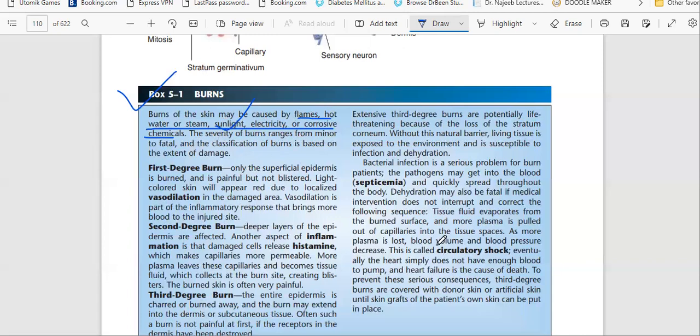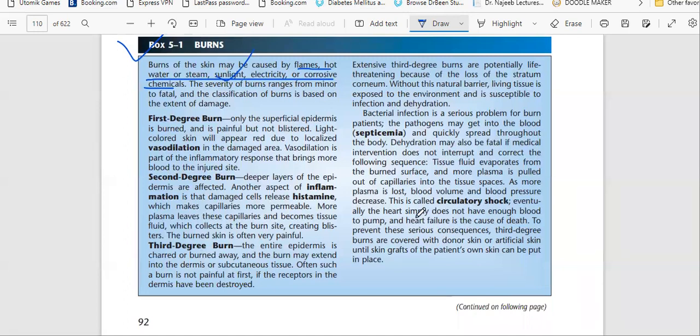Basically, in this box, what is the severity? According to the severity, we give the name to the burn. And how we can protect against it and how we can manage it is given here. Basically there is first degree burn, second degree burn, and third degree burn, and the last is septicemia and shock.